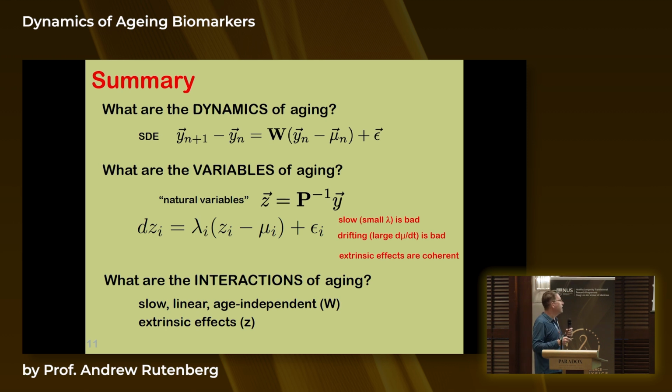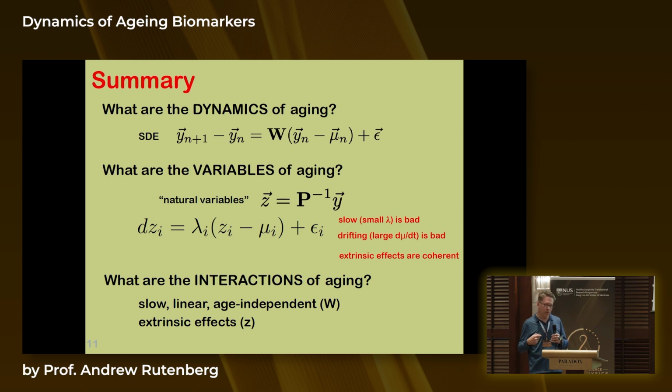In terms of the interactions of aging, well, explicitly we have these slow linear age-independent interactions, W, and implicitly, you're interacting with the outside world, and those interactions, at least it's not a physics interaction, but it's a language interaction. Those interactions are captured, for instance, through extrinsic effects in the Z variables, as I saw in the noise.